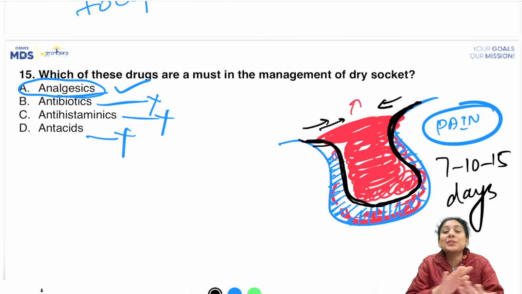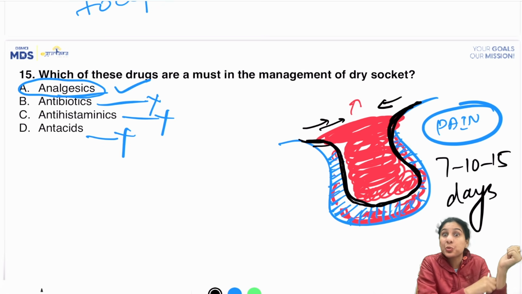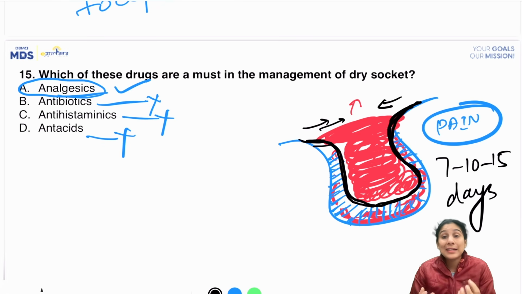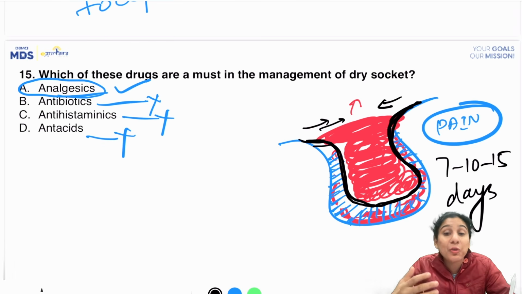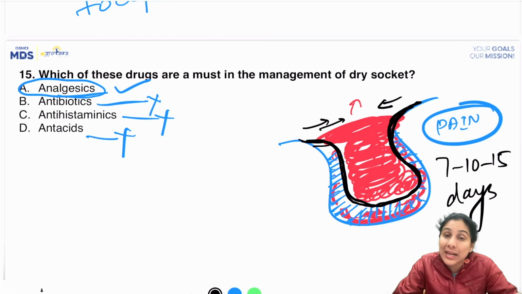You can't do anything. Curettage, imagine you have a wound in your hand and you are scraping it with a curette. Will you do that? Of course not. Similarly, there is a wound, there are exposed nerve endings in the socket. Will you take a spoon excavator and curette it? It will cause so much pain. And what is the use? There is no use. You will never use curettage. Never ever do curettage in a dry socket.